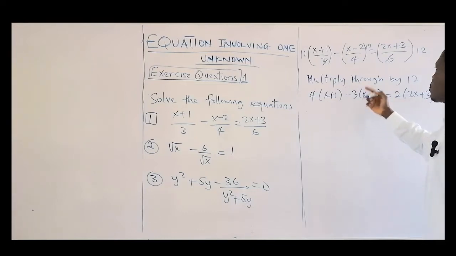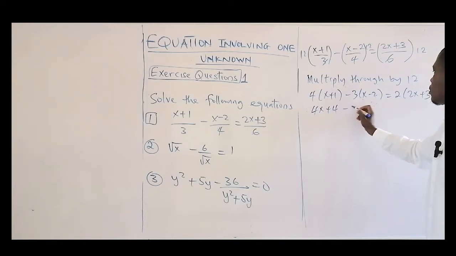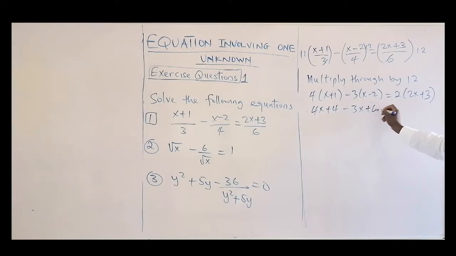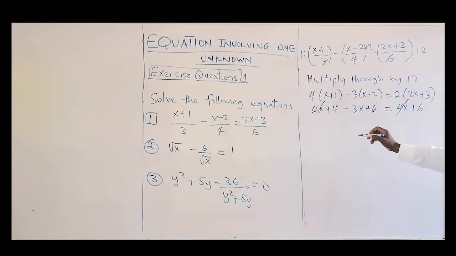Then open your brackets. That's 4x plus 4 minus 3x, minus 3 times minus 2, that's plus 6. And this is equal to 4x plus 6. Then collect like terms. 4x is here. This one and this one will go, and I have minus 3x here. Can leave this one here. This is 4 plus 6, that's 10, equal to 6 here.